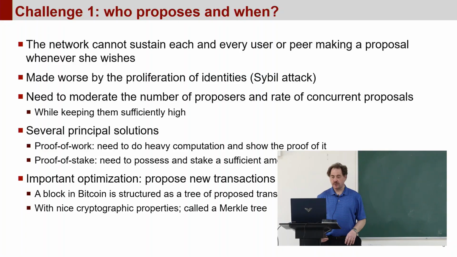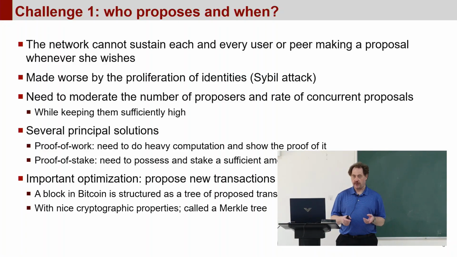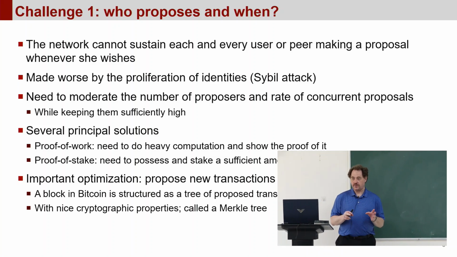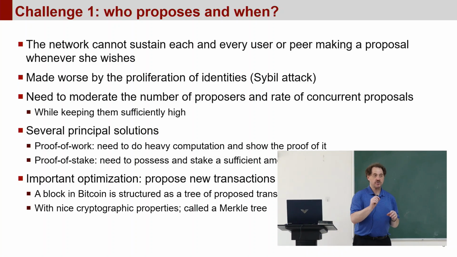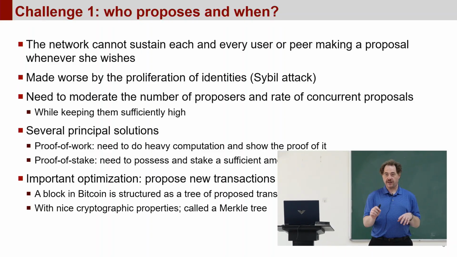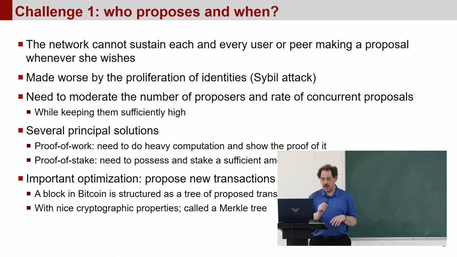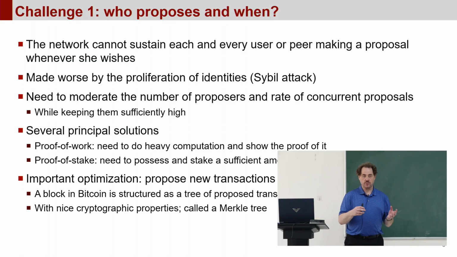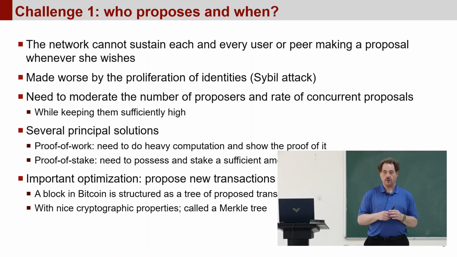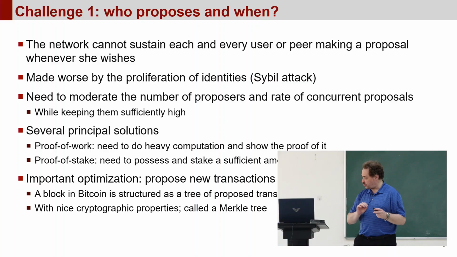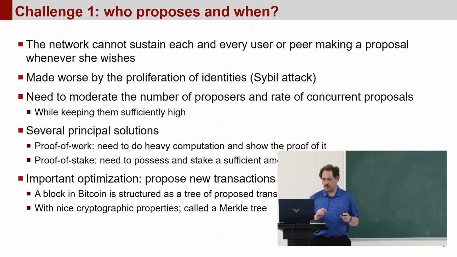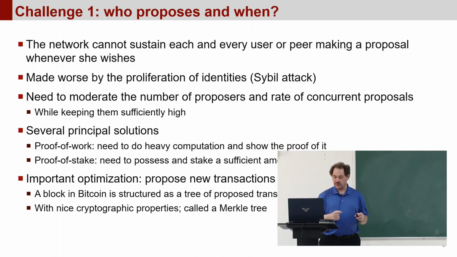So the first challenge is who proposes new blocks and when? And that's the critical part. Consensus protocols are fragile. They are not scalable. So the network cannot sustain each and every user of the system making a proposal whenever the user wants. We need to moderate it. We need to make sure that the rate of proposals, we need to moderate both the number of proposals and the rate of concurrent proposals.